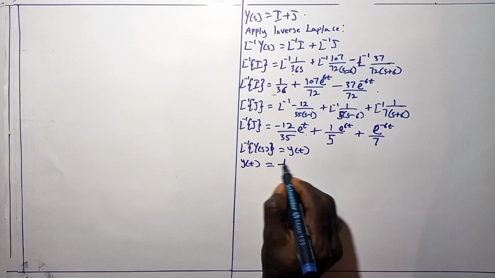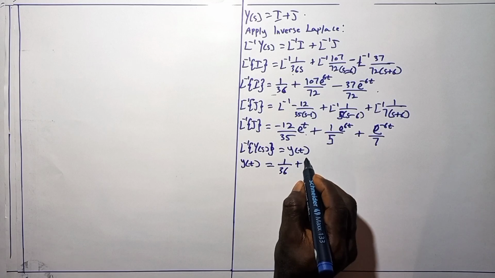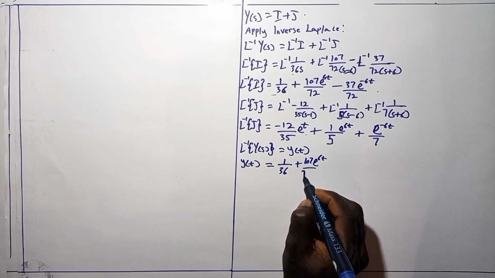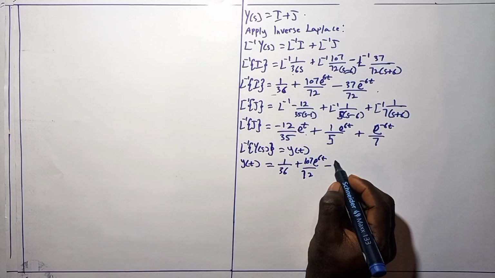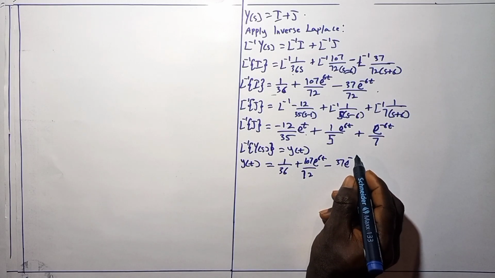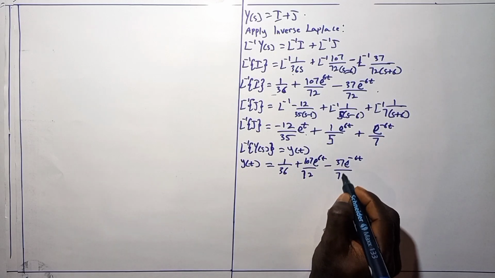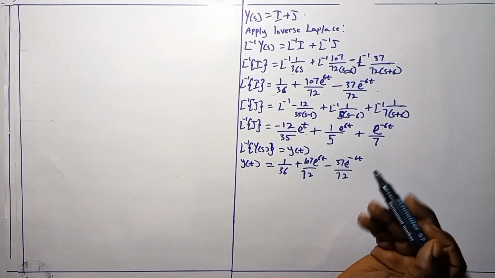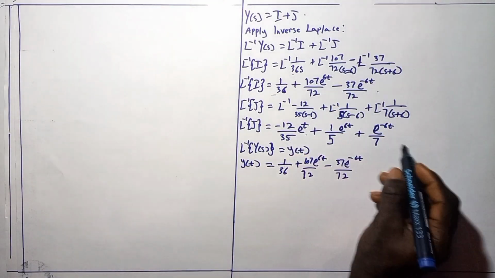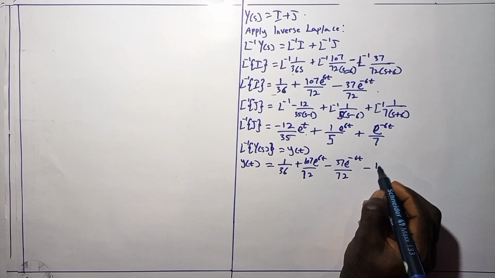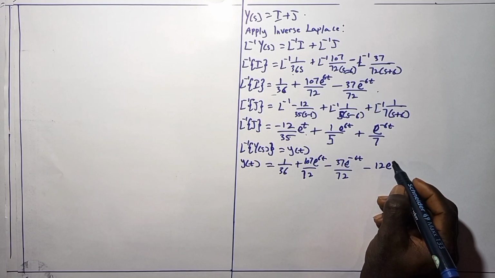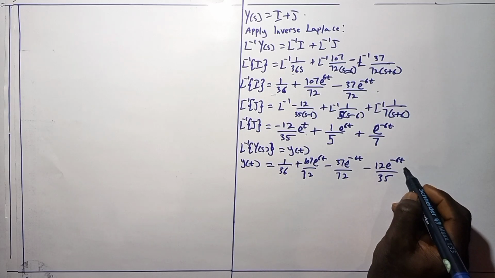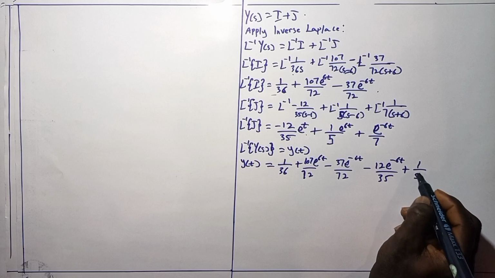So 1 over 36 plus 1 over 7 exponential 6t over 72, minus 37 exponential minus 6t over 72. That's what I is, plus the inverse of j. Inverse of j now. So add this, so we have minus 12 e^t over 35 plus 1 over 5.